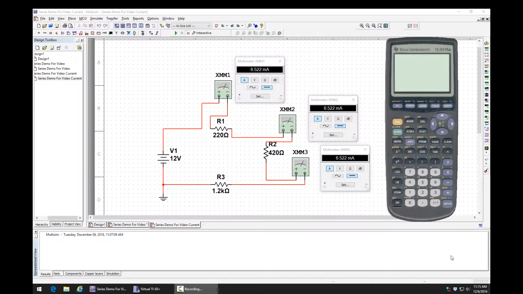So now I've taken an amp meter and placed it in line with each component, and I'm measuring current. If I add all my resistors together, and using Ohm's law, I take the voltage and divide it by the resistance, I should get the current, which should be 0.006 amps, or I should say 6.5 milliamps.